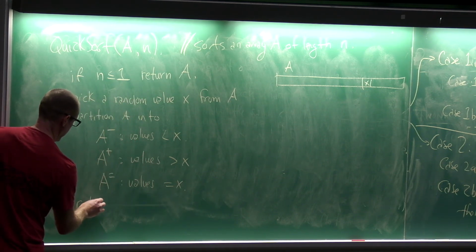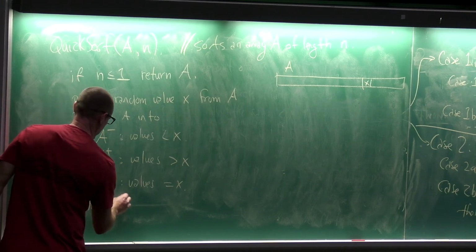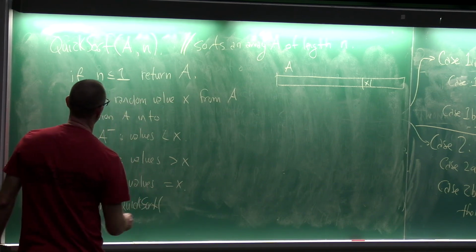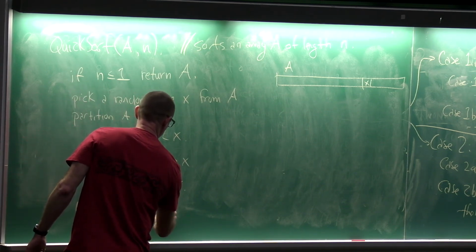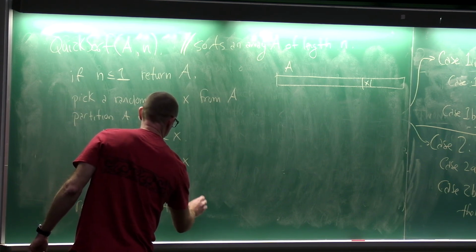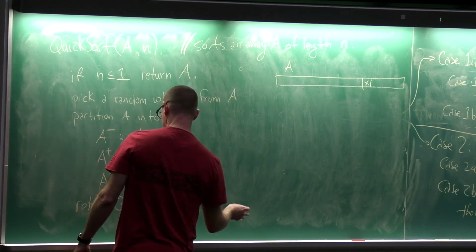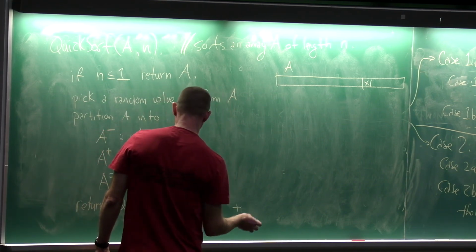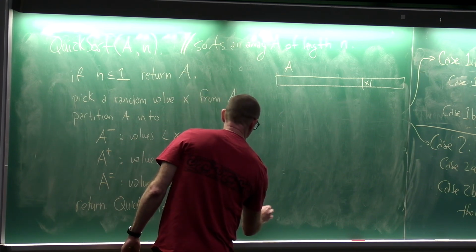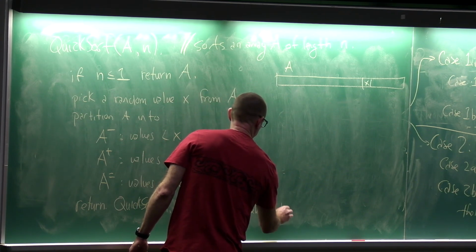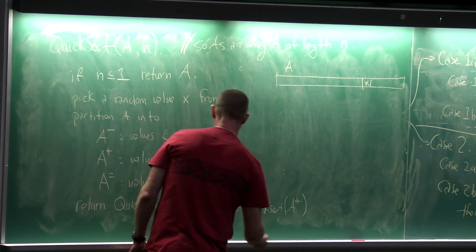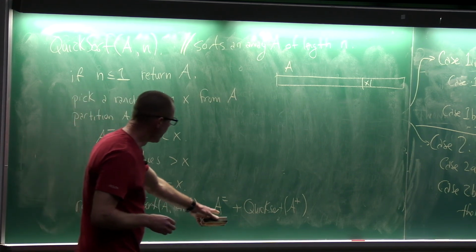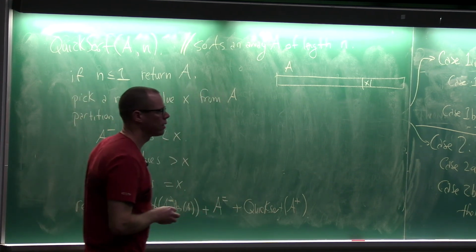And we're almost done. We return the results of quicksorting A minus, plus all the values that are equal to x, concatenated with all of the values that we get when we quicksort A plus. So all the values smaller than x, all the values equal to x, all the values bigger than x. Okay.